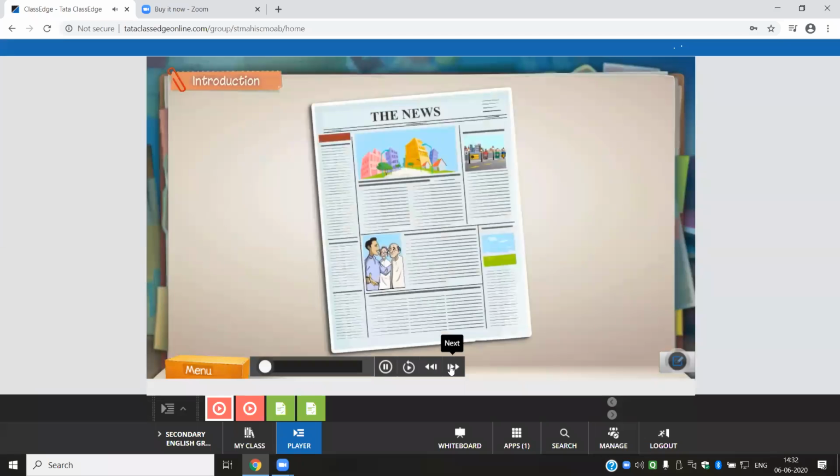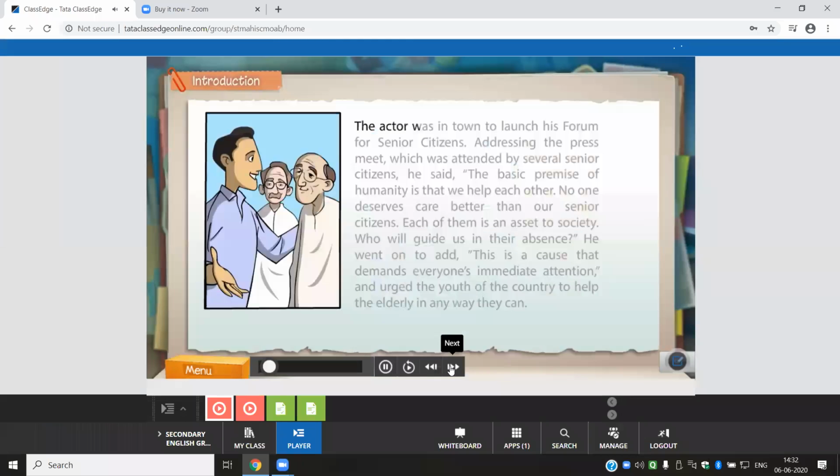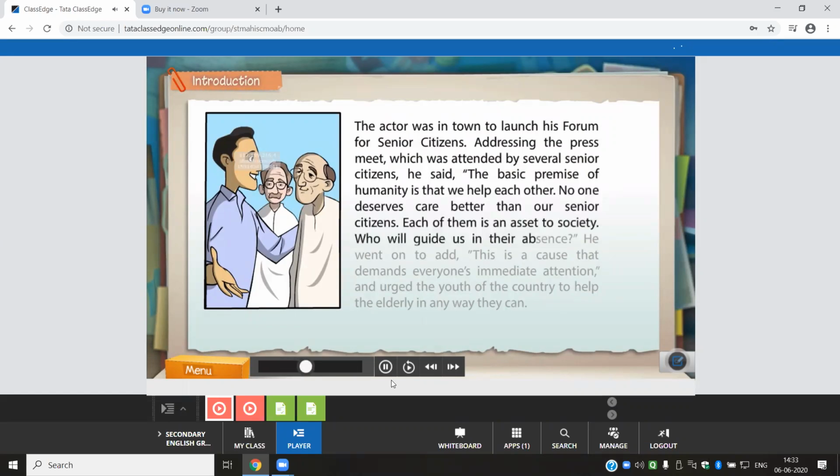Here's an excerpt from a news report. The actor was in town to launch his forum for senior citizens. Addressing the press meet, which was attended by several senior citizens, he said, "The basic premise of humanity is that we help each other. No one deserves care better than our senior citizens. Each of them is an asset to society, who will guide us in their absence." He went on to add, "This is a cause that demands everyone's immediate attention, and urge the youth of the country to help the elderly in any way they can."